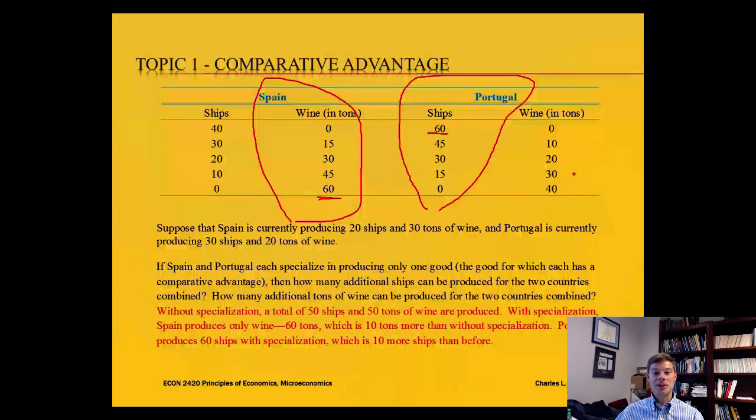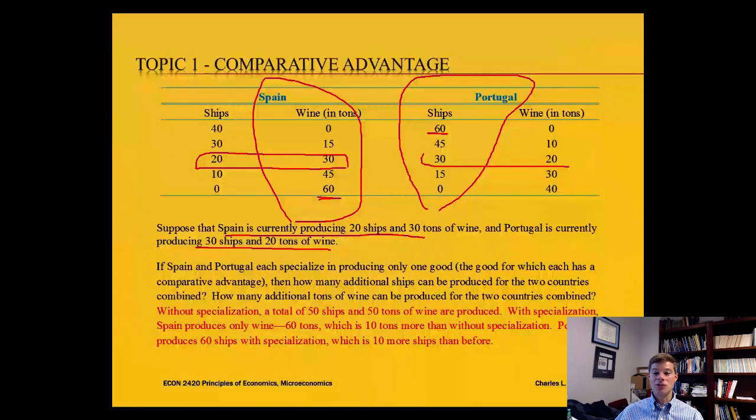But I need something to compare that to. Let's compare that to production and consumption before trade. For example, let's suppose that before trade, Spain is producing 20 ships and 30 tons of wine. That's on this row of the table. And let's suppose that Portugal, before trade, is producing 30 ships and 20 tons of wine. If that's what they're producing before trade and there's no trade, then that's also what they're going to be consuming.